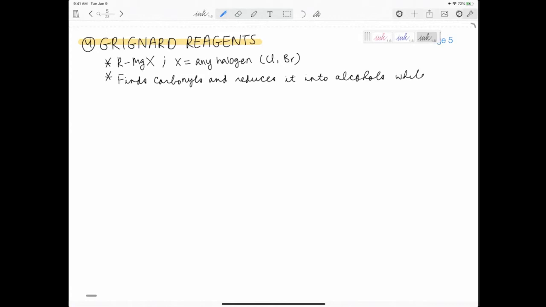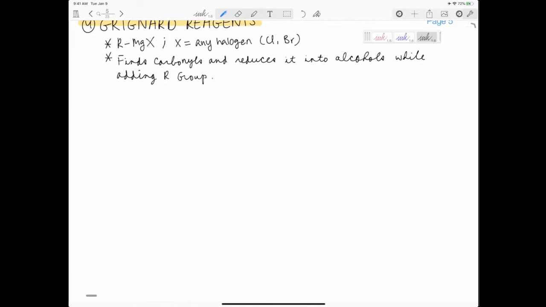While adding an R group. Okay, so we are definitely going to talk about the mechanism in a bit, but I'll just show you the general scheme of things. One more thing to note is now you have another method of elongating chains for retrosynthesis.